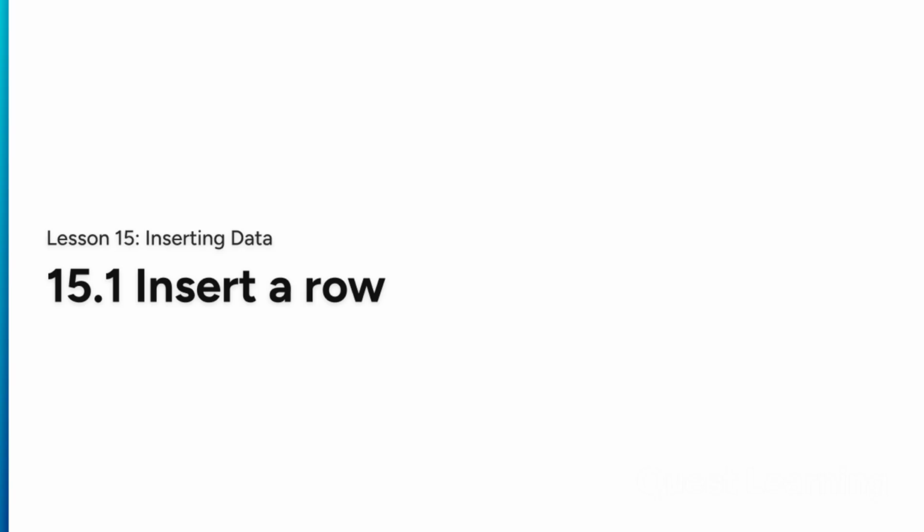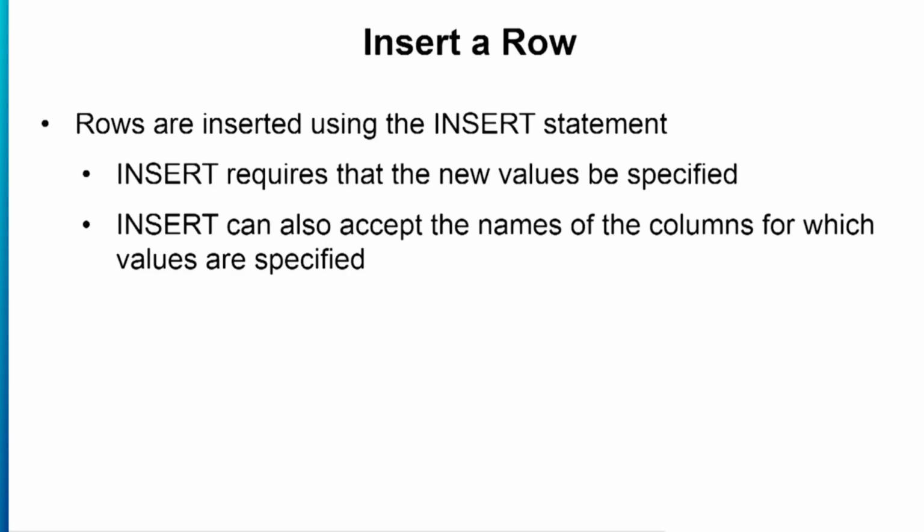We've spent the last 13 lessons showing you ways to get data out of database tables, combinations of select statements, joins, subqueries, unions, and more. What we haven't talked about yet is how you get data into the table in the first place. And so in this lesson, we're going to focus on inserting data into a table. To insert rows in a table, you use the insert statement. Insert requires, obviously, that the new column values be provided. And optionally, you can also specify the column names too. Let's look at a few examples.